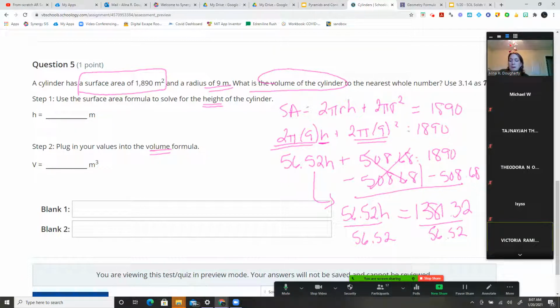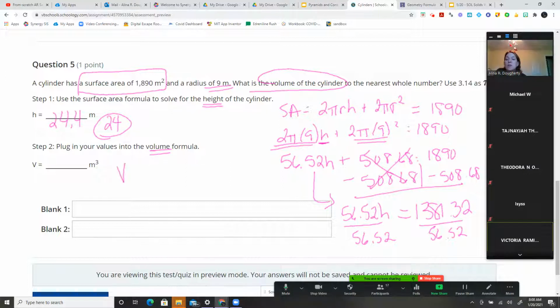1381.32 divided by 56.52. I know everybody's working their thumbs and doing this in their calculator. I got 24.4. Is that what you got? Yes. Sweet. It rounds to the nearest whole number, so I just put 24. Nice, 24.